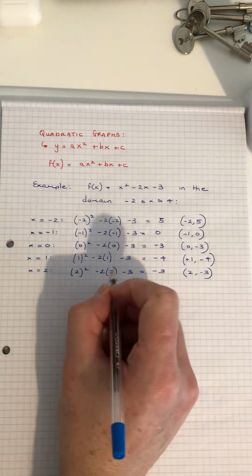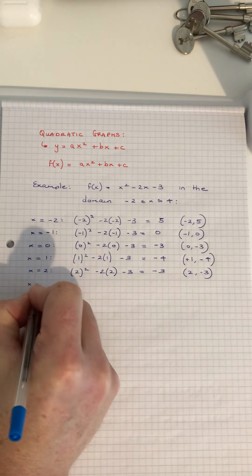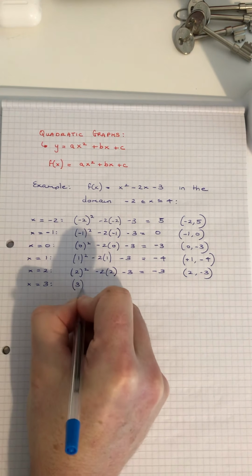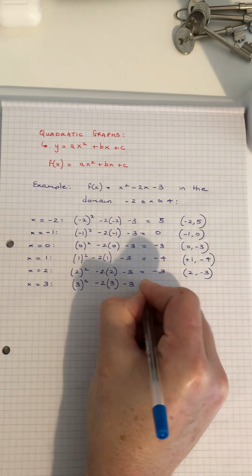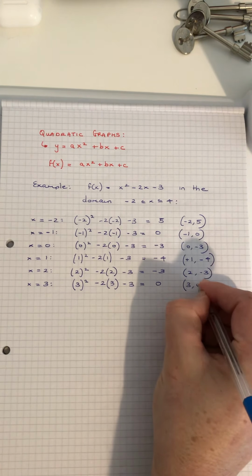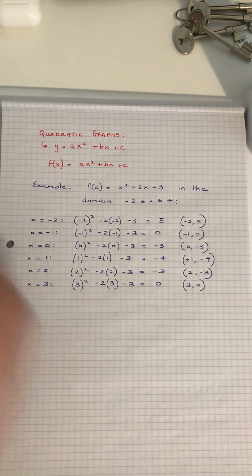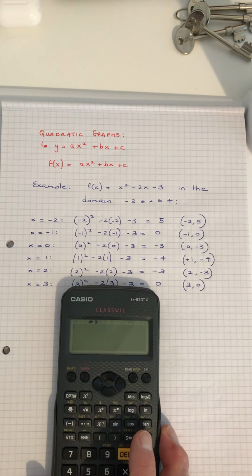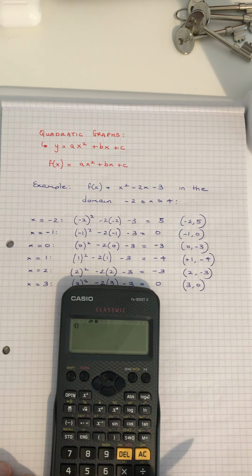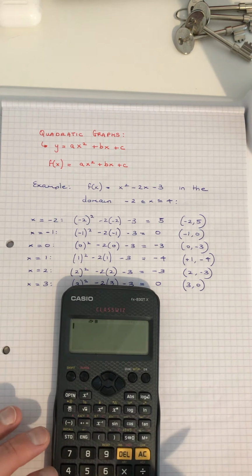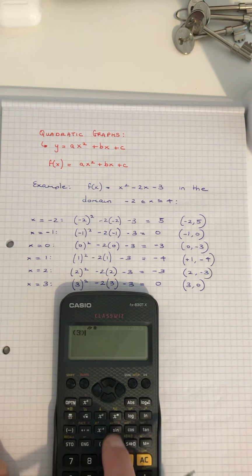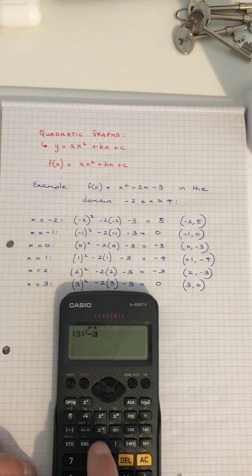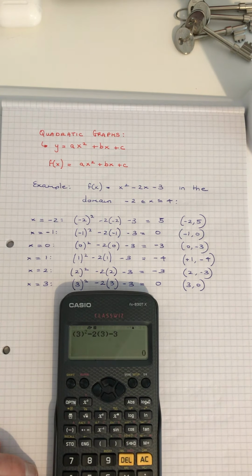Now, we're only taking out the x's, okay? So x is 3. I'm going to replace x with 3 squared, minus 2 times x again is 3, minus 3 will give me 0. And use your calculator to check. So on your calculator, you would type in bracket, minus, so bracket, we're going with 3, close the bracket squared, minus 2 brackets 3, take away 3 equals 0.